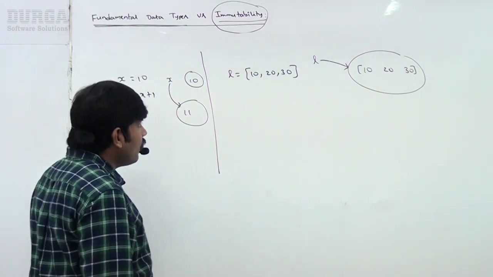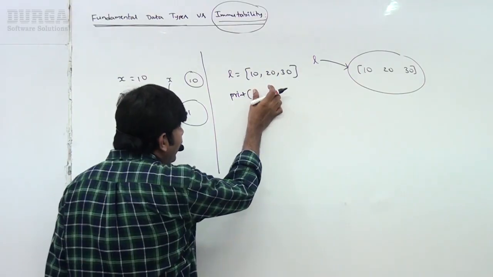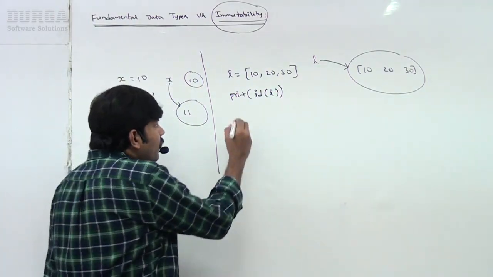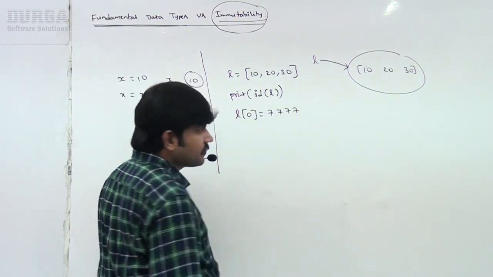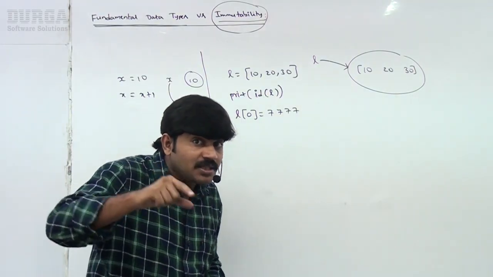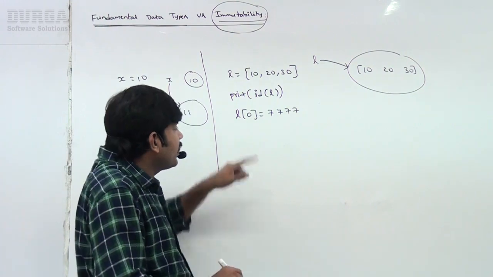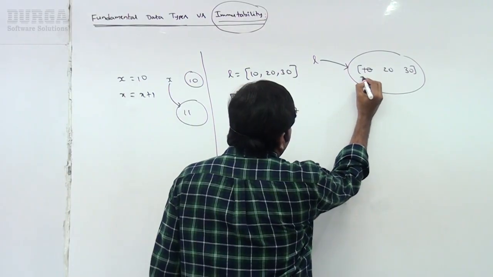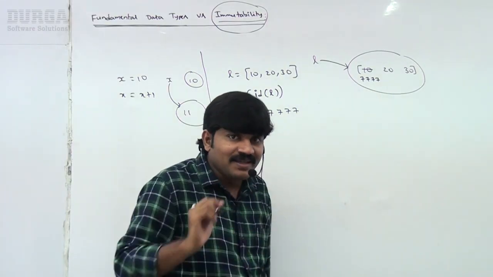Now I'm trying to print L. What is the address of L? ID of L. Some address you are going to get. Now L of 0 is equal to 7777. I'm trying to change the content of this list. If the list is mutable, obviously in the existing object only we can perform changes. So L of 0 is equal to 7777 means this one is replaced with 7777 in the existing object only. Remember this.